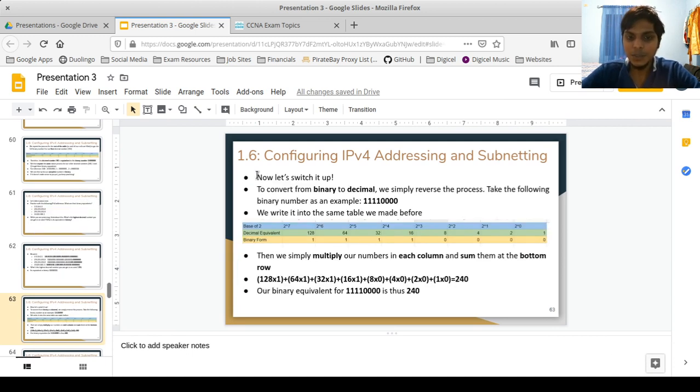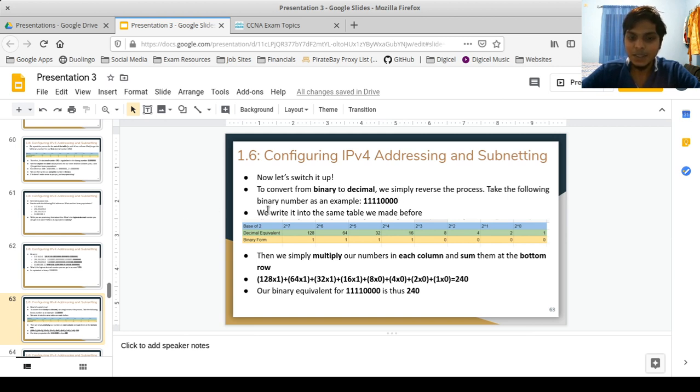Right, so now let's switch it up. Instead of converting from decimal into binary, as we did before, we're going to convert from binary into decimal. To convert from binary to decimal, we simply reverse the process. We take the following binary number as an example: 4 ones followed by 4 zeros. This is the binary number that we're going to convert into something decimal. We don't know exactly what yet. We just know that we're going to convert this.